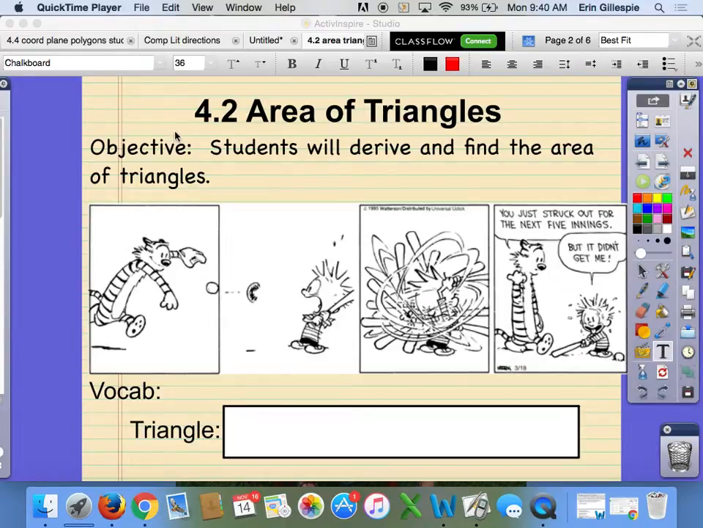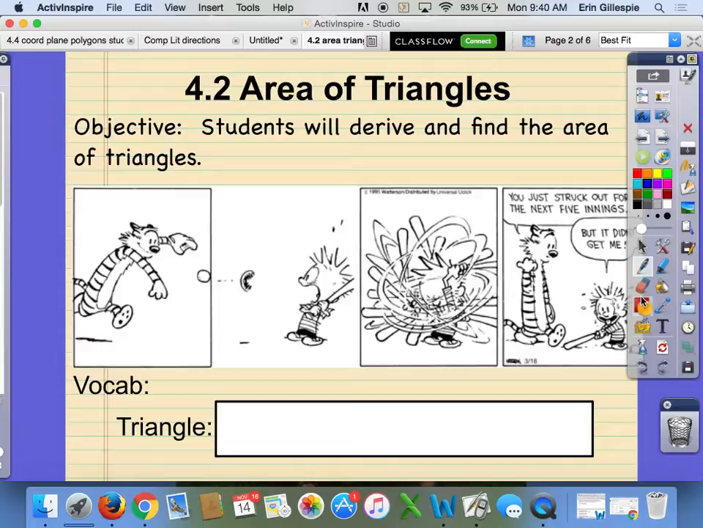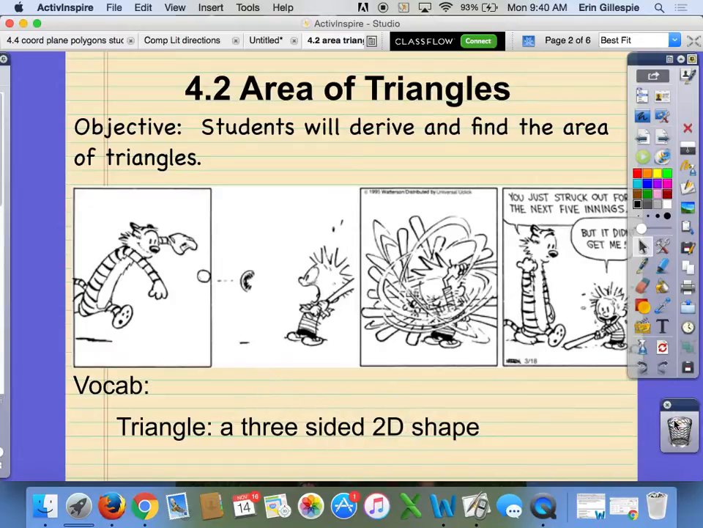Alright guys, this is your video for 4.2. We're going to find area of triangles today. So remember, a triangle, we talked a little bit about yesterday. Pretty simple. It's just a three-sided 2D shape. There's lots of different types of triangles.